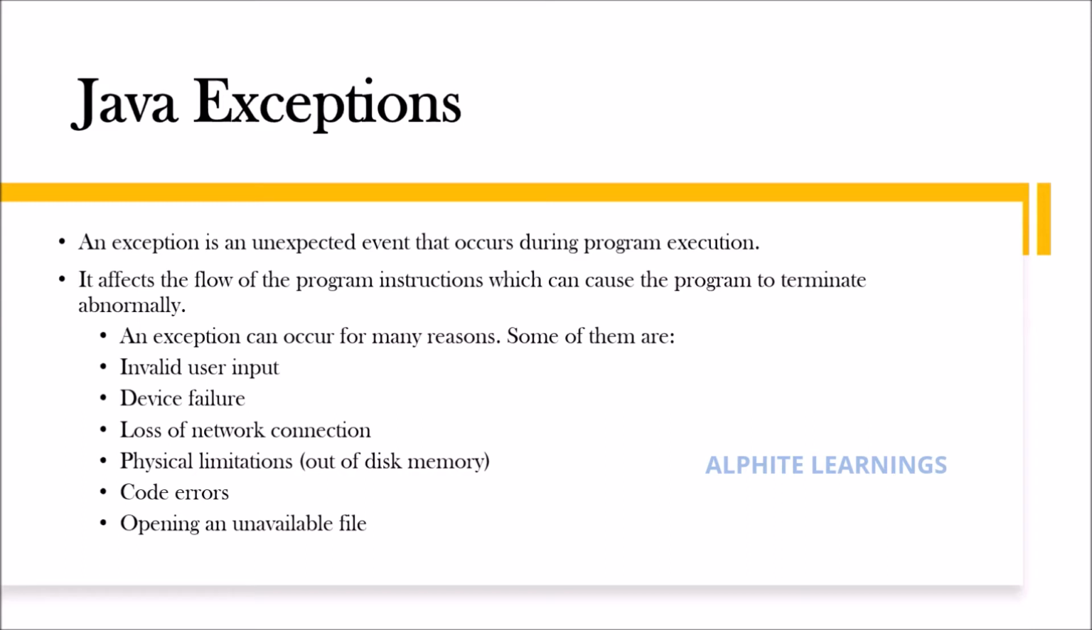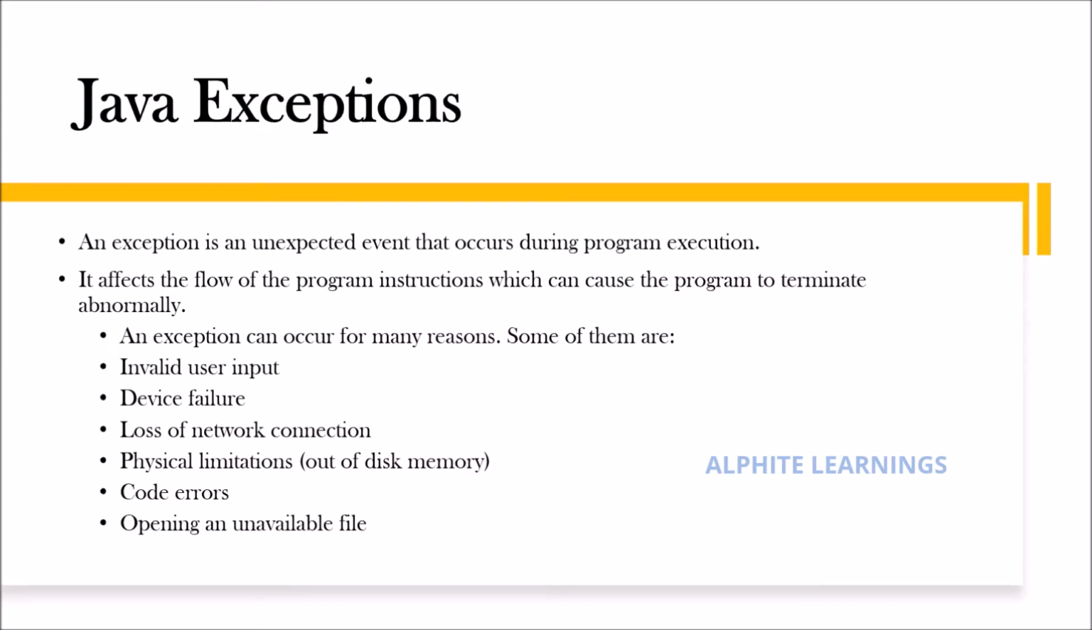I have given you some reasons for exceptions: invalid user input, device failure, loss of network connection, physical limitations, code errors, opening an unavailable file. It is all self-explanatory. What does invalid user input mean? You give a form, and when the user wants to enter their phone number, if they enter some characters and you want to process it inside, obviously it is going to give an error.